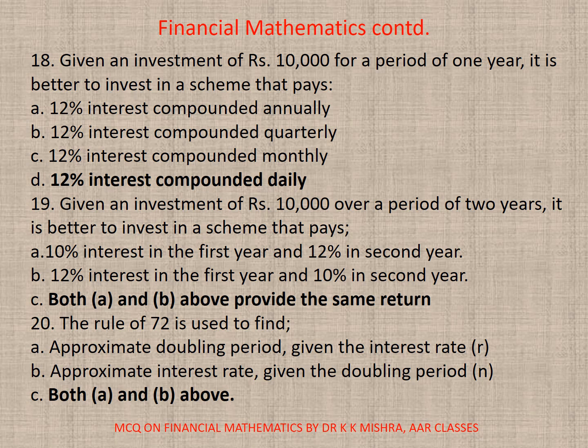20. The rule of 72 is used to find A. Approximate doubling period given the interest rate R. B. Approximate interest rate given the doubling period N. Or C. Both A and B are correct. So C. Both A and B above.